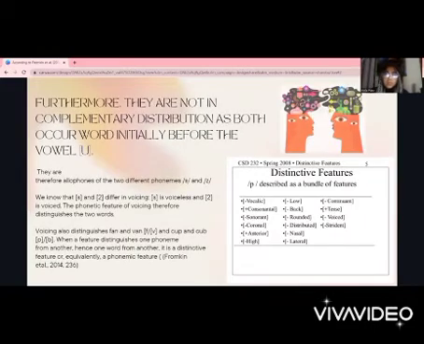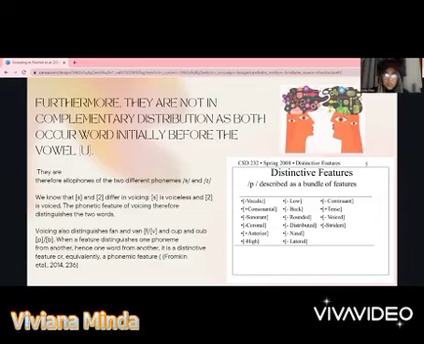Furthermore, they are not in complementary distribution, but occur word initially before the vowel U. A minimal pair is when two words sound the same, but they are different in definition because the pair have different phonemes from each other. They cannot be allophones of one phoneme because one cannot be replaced with the other without changing the meaning of the word.